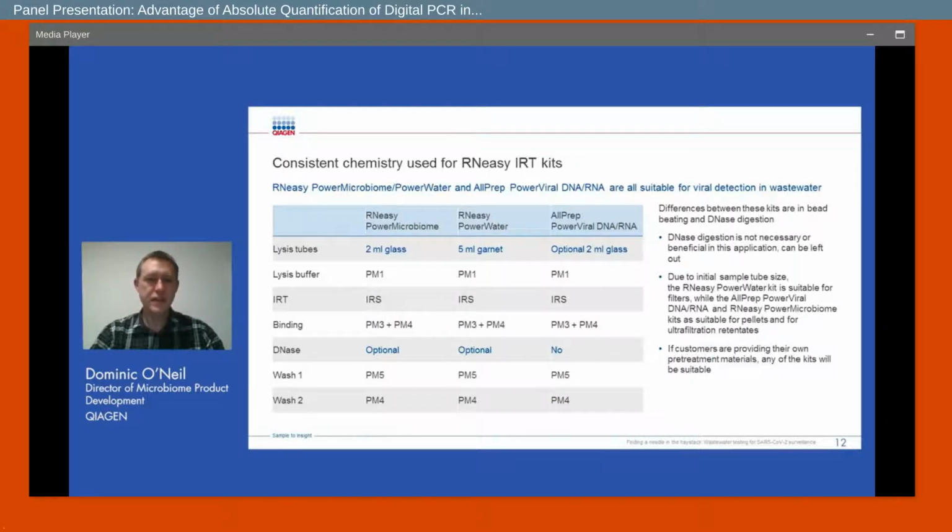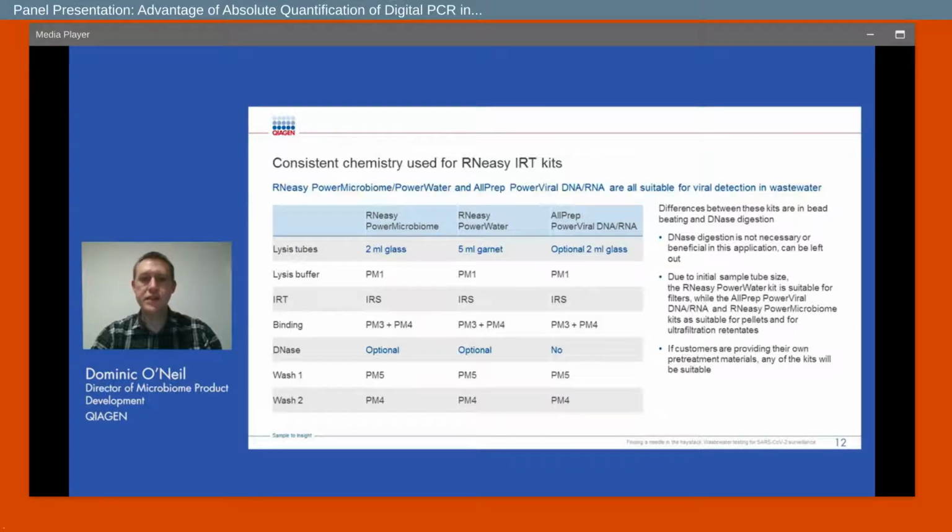So I mentioned on the earlier slide that any IRT kit will be recommended. That's true for any of the RNeasy IRT kits. And we recommend multiple kits here because they use a very consistent chemistry. The RNeasy PowerMicrobiome, the RNeasy PowerWater, and the AllPrep PowerViral DNA/RNA are all suitable for viral detection in wastewater. We have tested all of them on actual wastewater samples successfully.